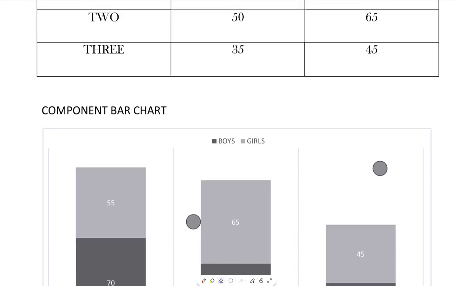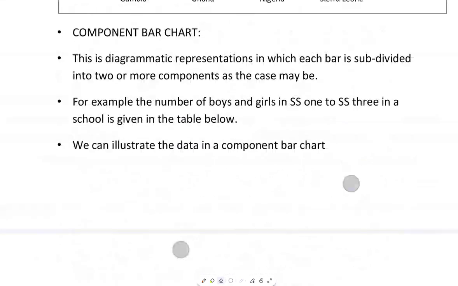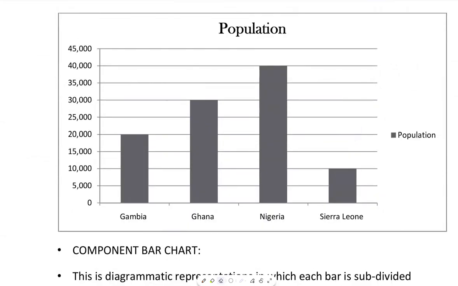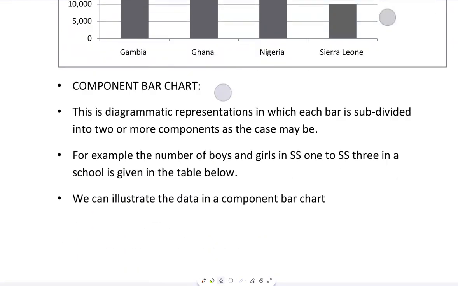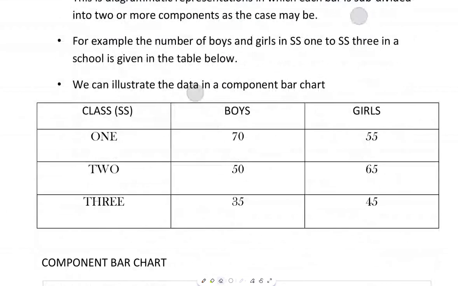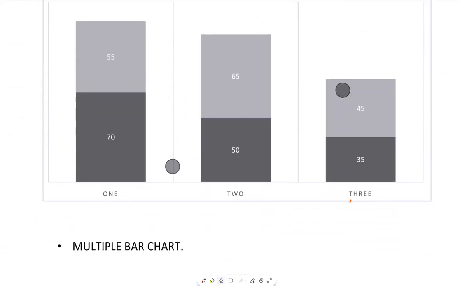But if it is single like what I have here, then it is a what? It is a simple bar chart. All right, so a simple bar chart is always dealing with one data, while a component bar chart deals with more data.